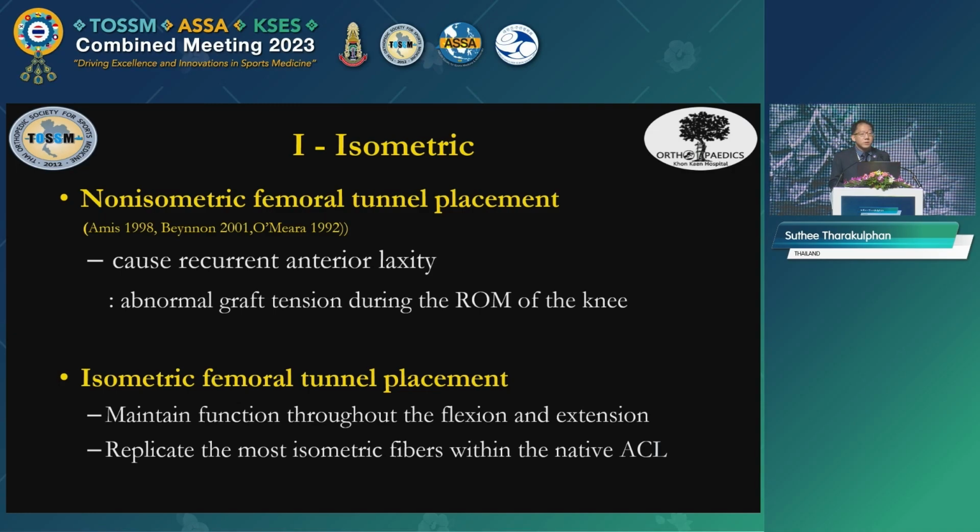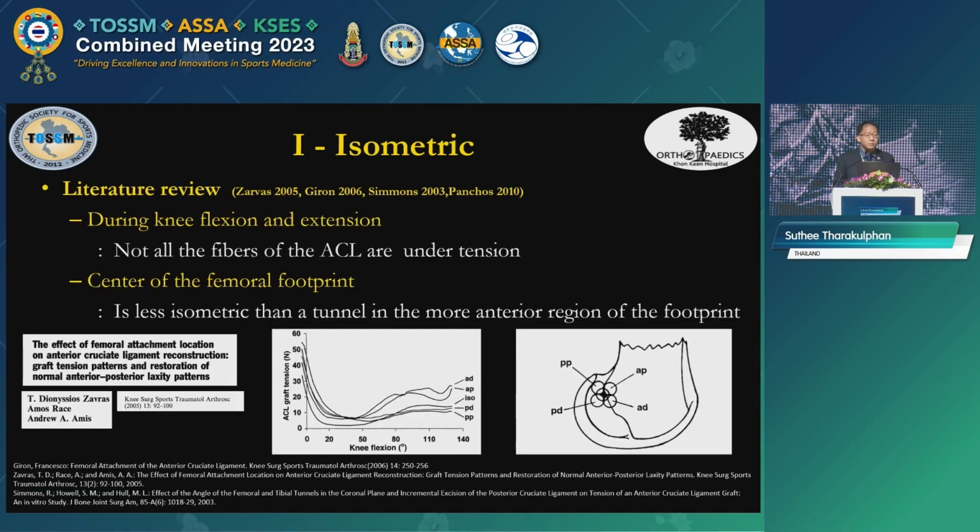non-isometric femoral tunnel placement can cause recurrent anterior laxity from abnormal graft tension during the range of motion of the knee. So we have to achieve isometric femoral tunnel placement to maintain the function throughout flexion and extension, to replicate the most isometric fibers within the native ACL.